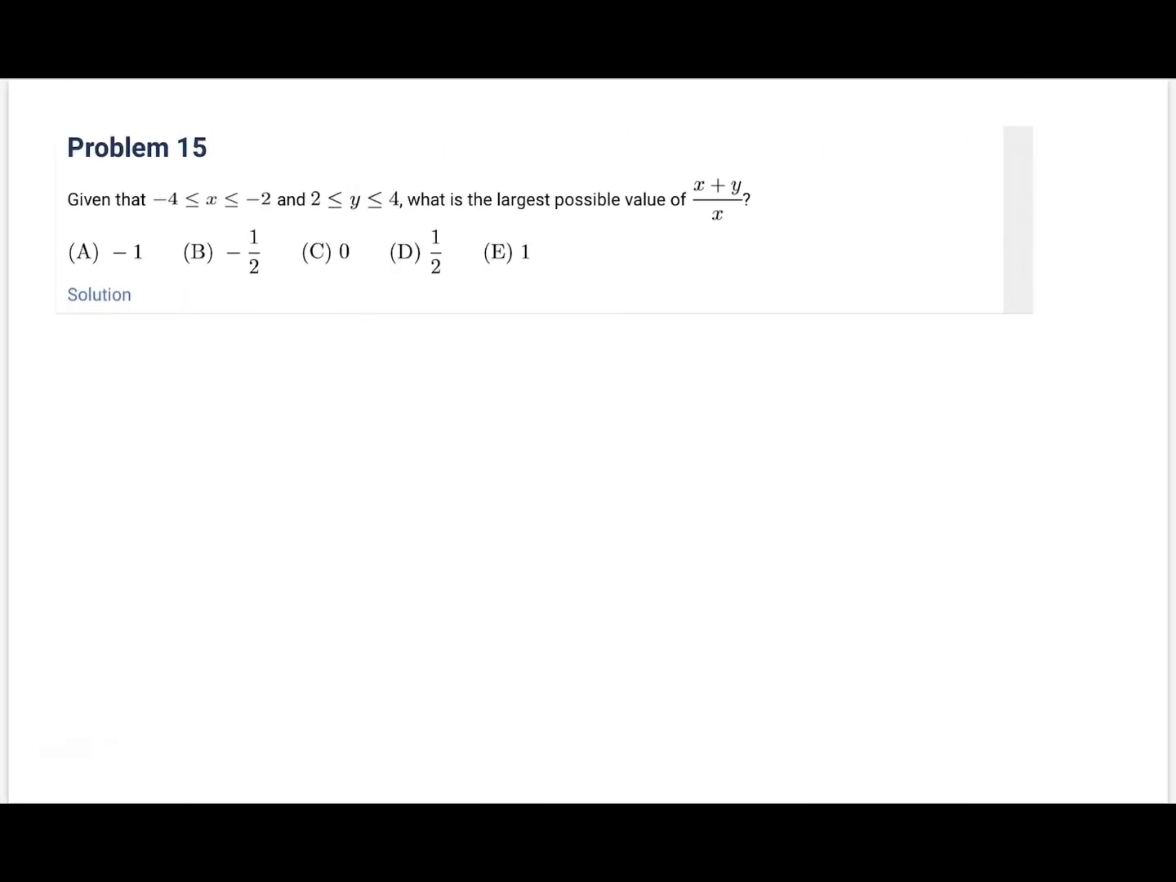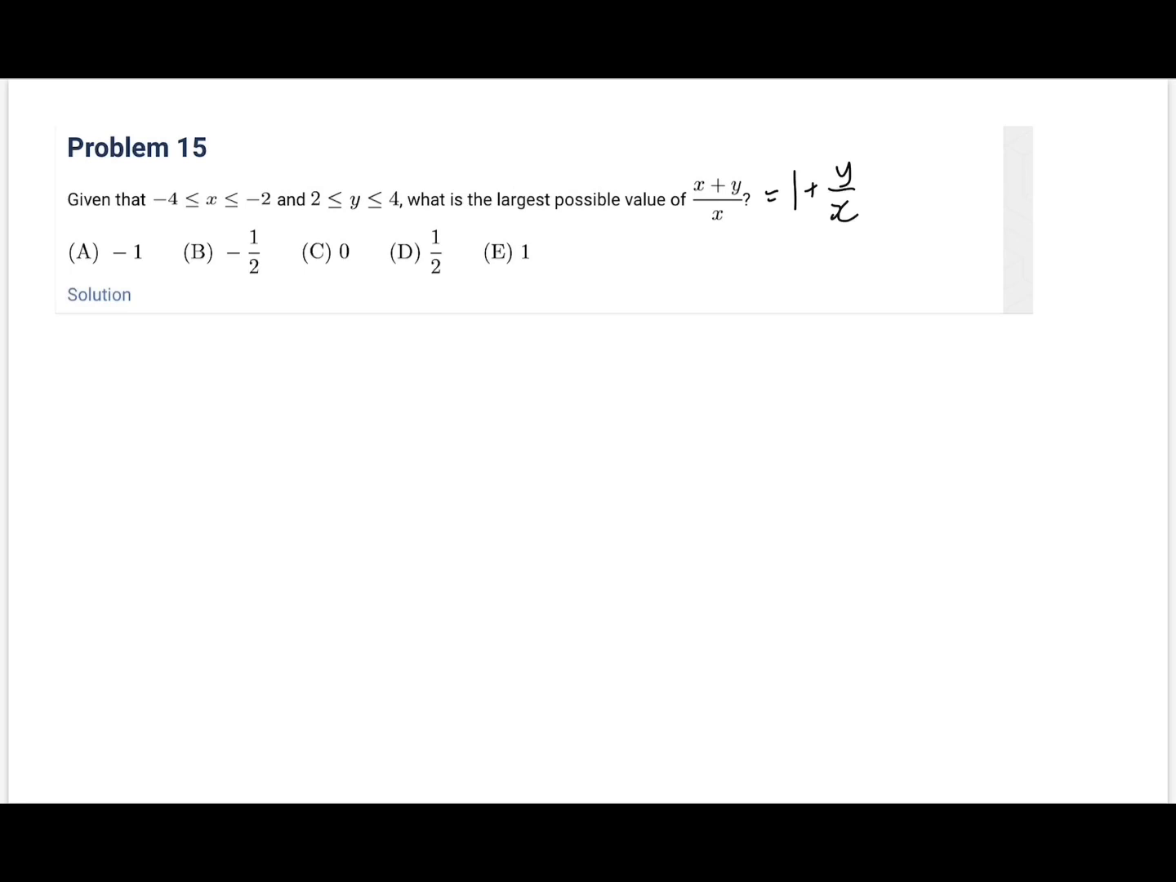Number 15. Given that x is greater than or equal to -4 and less than or equal to -2, and y is greater than or equal to 2 and less than or equal to 4, what is the largest possible value of (x plus y) over x? So this is 1 plus y over x, and x is greater than or equal to -4 and less than or equal to -2. So what's the largest possible value?